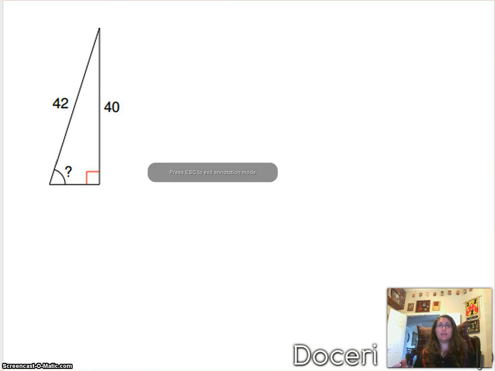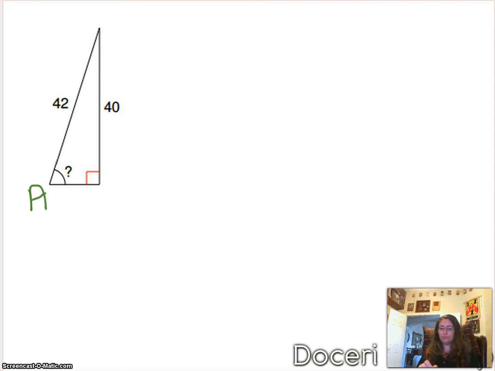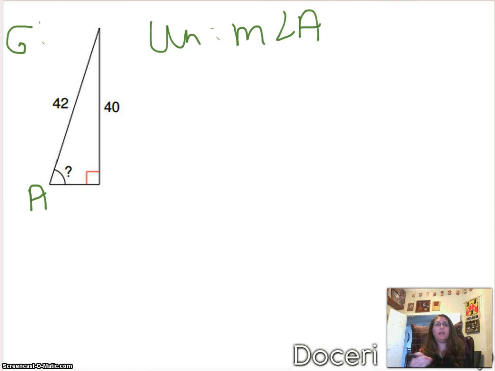Alright, so in the last example we solved for a missing side length. In this example we're going to solve for the missing angle down here. Let's go ahead and call this angle A. So this is our given. Our unknown is we want to find the measure of angle A. Once again, in my picture I'm going to label what I know. The 40 is across from angle A, so that's going to be opposite. And the 42 is across from the right angle, so of course that's the hypotenuse.